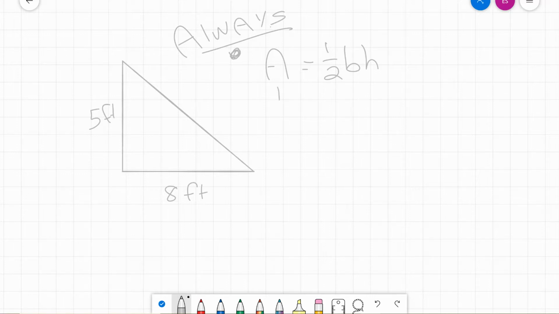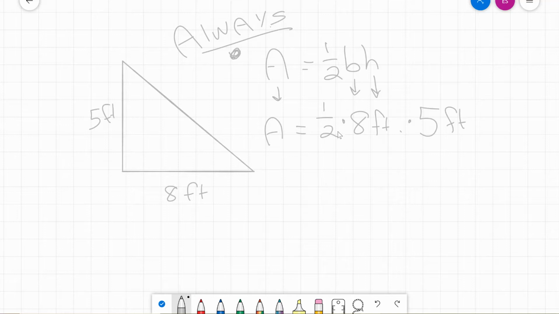So for each of these values that's unknown, that's represented by a letter, I'm going to fill in what values that I know. So the area, I don't know the area. That's what I'm solving for. So I'm going to leave that as A. Then I'm going to put 1/2, and then I'm going to do times the base, which is 8 feet, and then times the height, which is 5 feet.